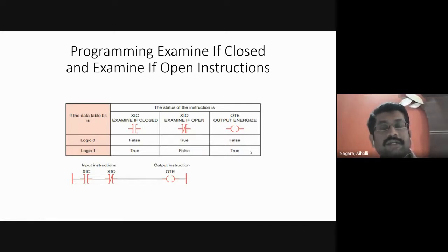Now ultimately what is the conclusion here? Both XIC and XIO finally should be true in order to energize the output. If any one is false, then the output is not going to be energized. The statement we can make here is, if XIC and XIO are true, then only the output will be energized. If either one of them is false, definitely there will be no logical continuity and the output is not going to be energized. Okay.